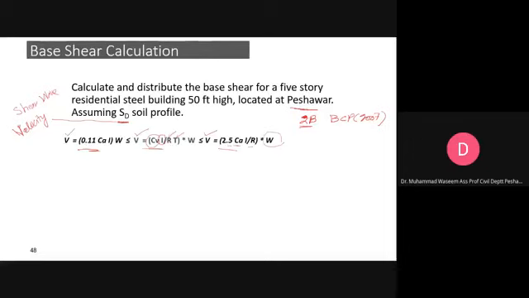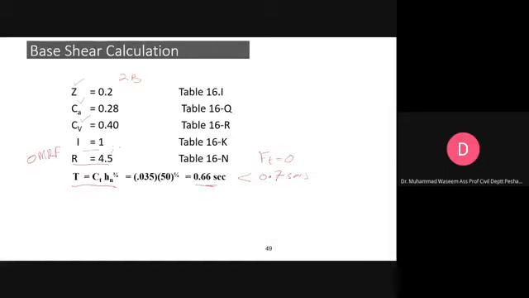Now we have an example. You have to calculate and distribute the base shear for a 5-story residential steel building, which is 50 feet high, and it is located in Peshawar, and Peshawar is located in zone 2B. In zone 2B, the PGA value ranges from 0.16 to 0.24 g. You can calculate the base shear using this formulation, and you should also calculate the minimum value. You have to check, is it less than the maximum value, is it greater than the minimum value.